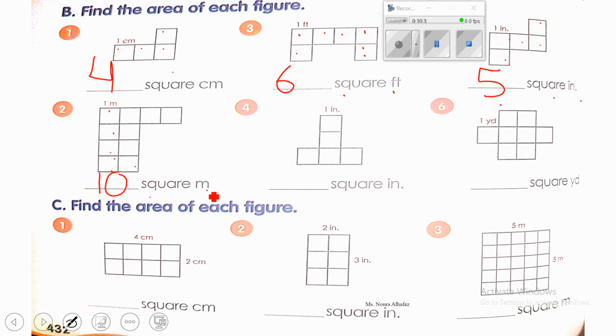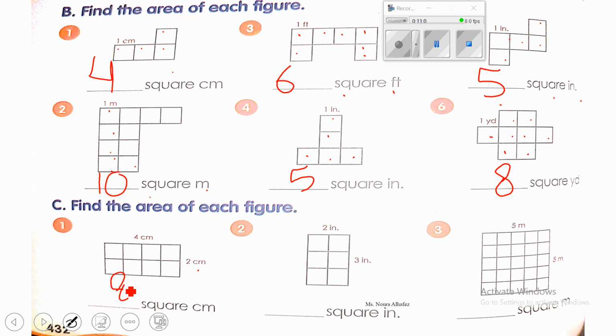Okay, here 1, 2, 3, 4, 5. 5 square inch and 4 yard. It's with the YD: 1, 2, 3, 4, 5, 6, 7, 8, 8 square yard. Here for the area for the rectangle, it's multiplication. Here is 4 times 2. Perfect. Double of 4 is 8.